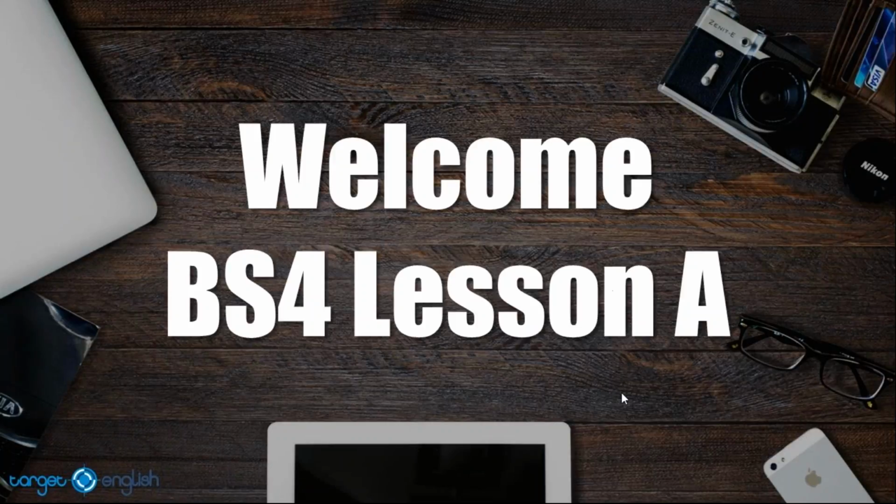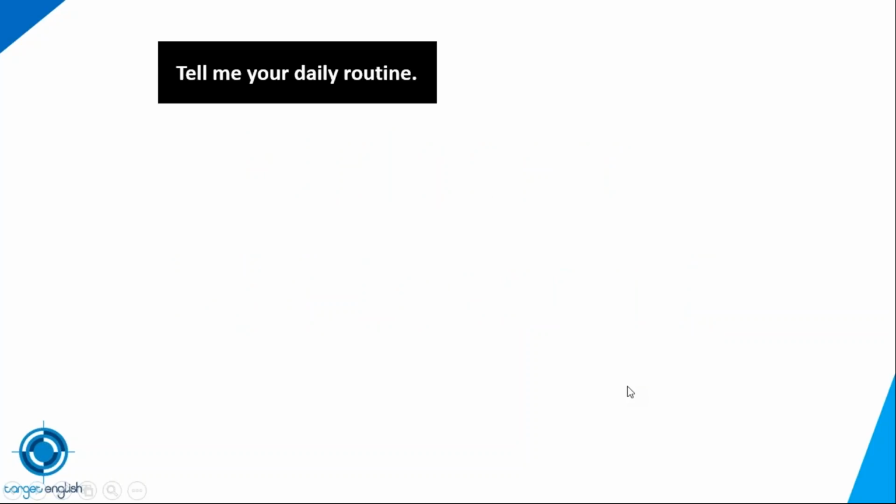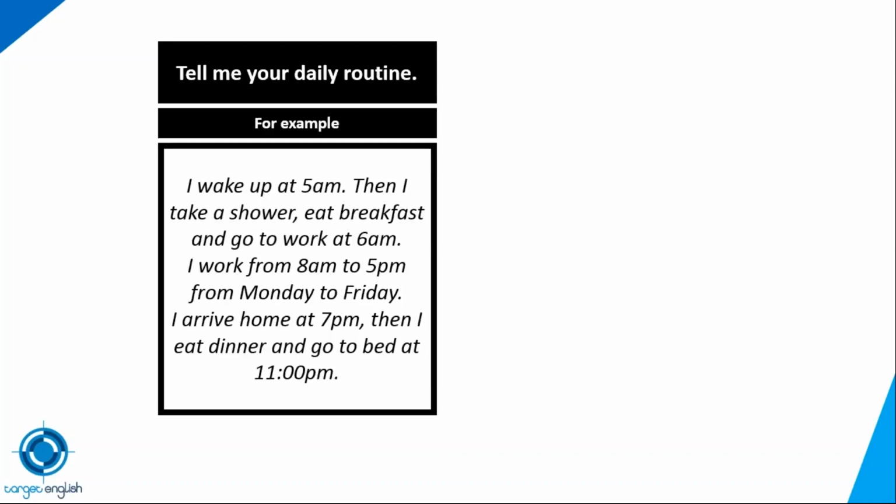This is the first lesson of Basic 4, and today we will start with a review of past topics. For example, in this class, I start by asking students to tell me about your daily routine. Okay, for example, I wake up at 5 a.m., then I take a shower, I eat breakfast, and go to work at 6 a.m. I work from 8 to 5 from Monday to Friday. I arrive home at 7, then I eat dinner and go to bed at 11 p.m.